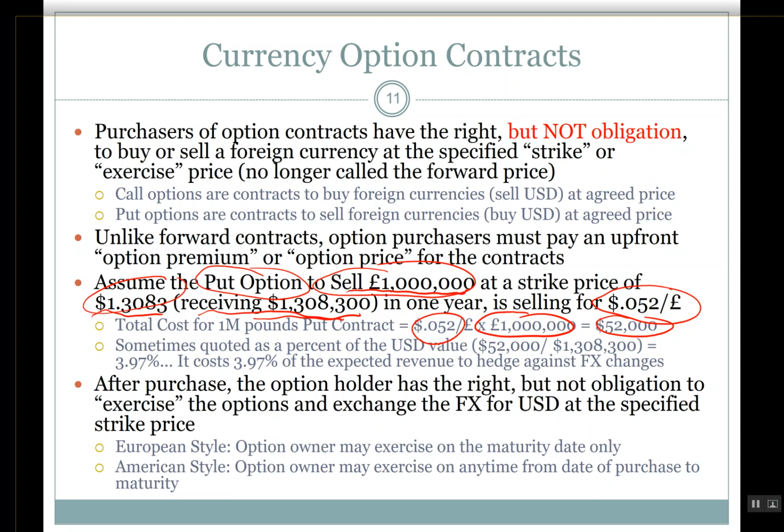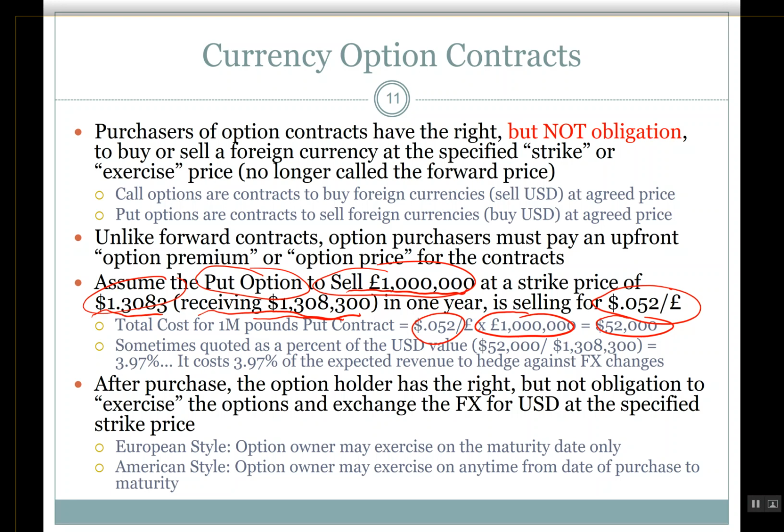Do I exercise, meaning do I force Goldman Sachs to take the £1,000,000 and give me $1,300,000? Or do I just tell Goldman Sachs, keep your money, thanks, see you? That's your choice. You got it? So effectively, you could act like you have a forward contract and exchange the pounds for $1.3 million, or just walk away. But no matter what, you lose the $52,000.